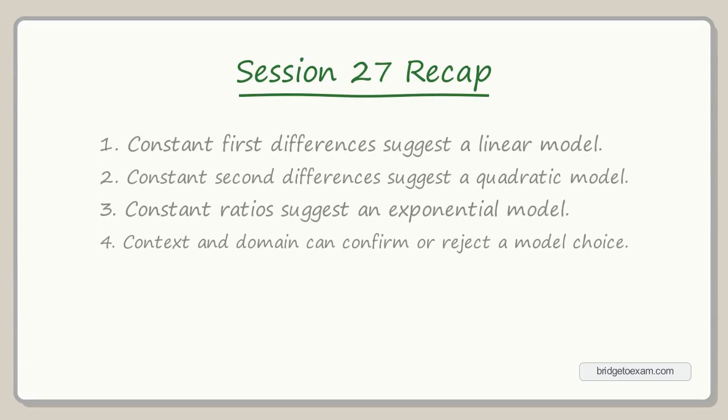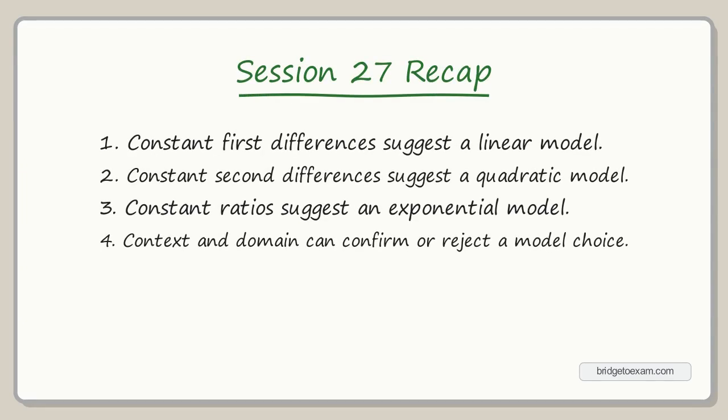Let's recap. Constant first differences suggest a linear model. Constant second differences suggest a quadratic model. Constant ratios suggest an exponential model. Context and domain can confirm or reject a model choice.